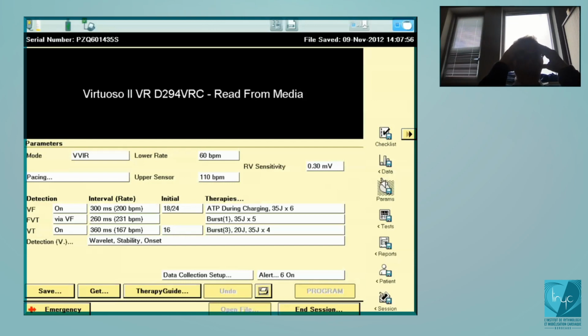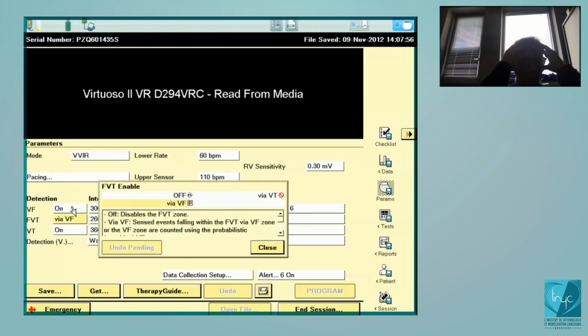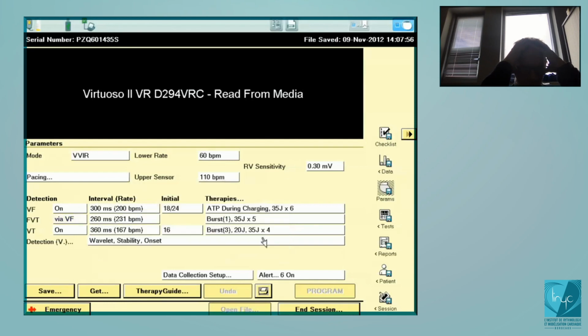When you program 3 zones, then you will have the possibility to program the fast VT. If you click on it, you have the choice between via VF or via VT. Okay, and that's something important. If you select via VF, it means that you will use the VF counter. So the way it is programmed here, that's a bit surprising, but it means that between 200 and 231, that's going to be the fast VT zone. And after 231 beats per minute, that's going to be the VF zone.